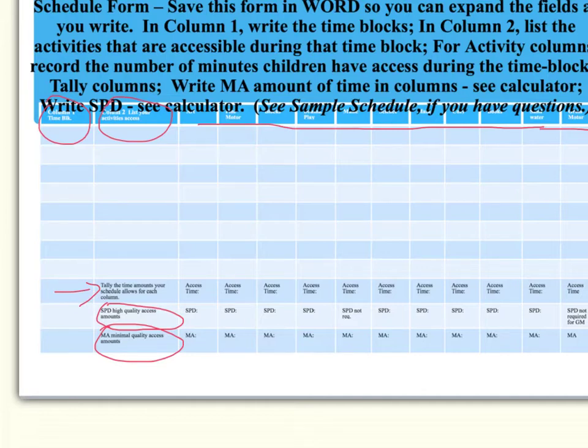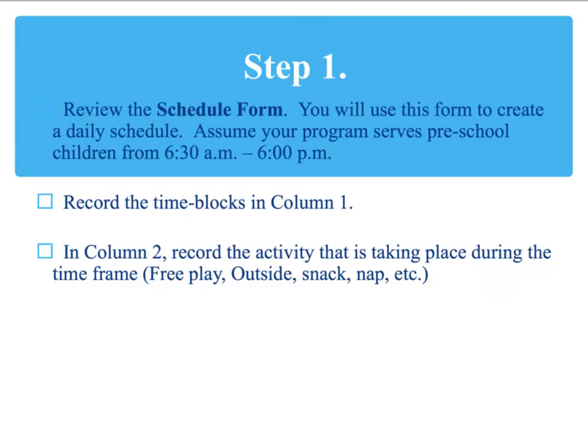The SPD and the minimal access, those are already calculated for you. But you are going to have to tally each of your columns to find out if you are making the substantial portion of the day or not. So here we go. Step 1 is to take out the schedule form. All of these forms are on Blackboard for you.